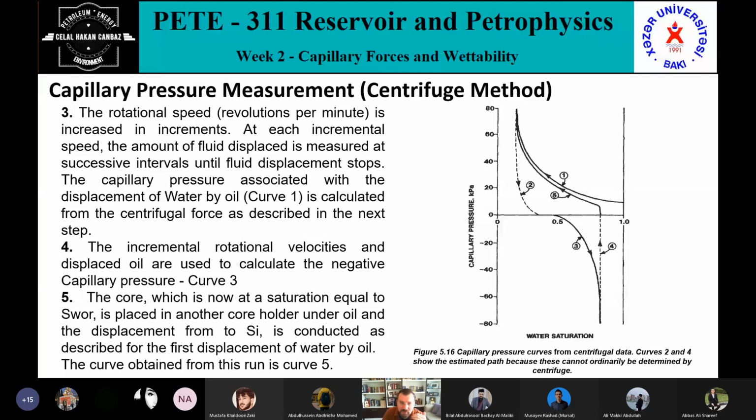So in the fourth step, the incremental rotational velocity and displaced oil are used to calculate the negative capillary pressure. So the positive and the negative capillary pressure will be calculated, as well as curve 3. You can see here. Okay. So in part 2 and part 4, you cannot record this.